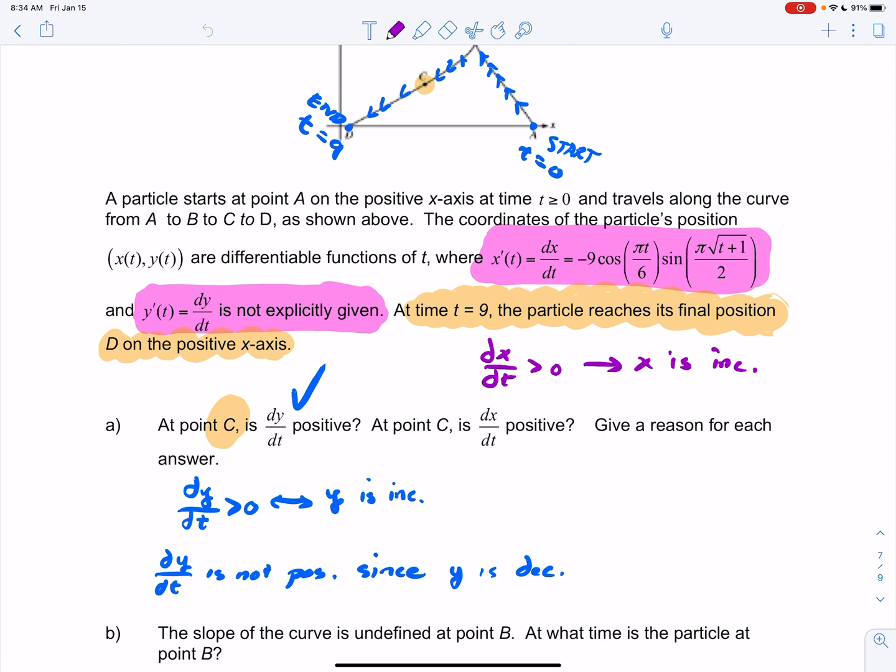So here, dx dt is not positive, and think about how you would justify that. dx dt is not positive, I should say at x equals c, since x is decreasing or going left. Okay? Not that bad.